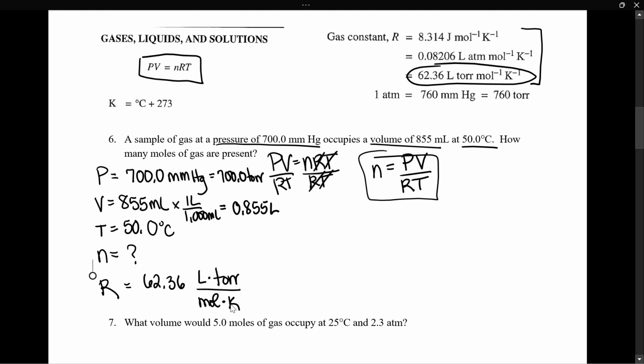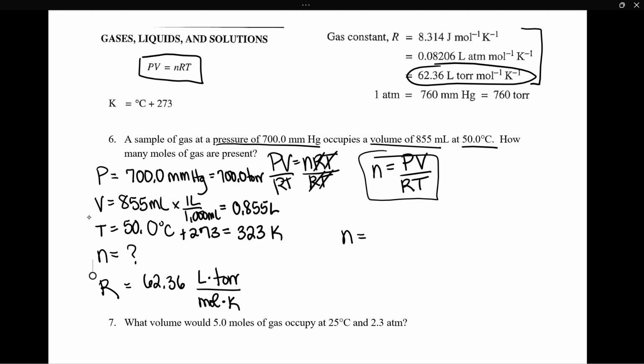Also notice that this bottom K, that is Kelvin. Right now my temperature is being given in Celsius. So I need to convert Celsius to Kelvin. How do I do that? Well, if I look up here on my equation sheet, it tells me how to convert Celsius to Kelvin. I just add 273. So 50 degrees becomes 323 Kelvin, and n is my unknown. So now it looks like I'm all set to go and plug these into my equation.